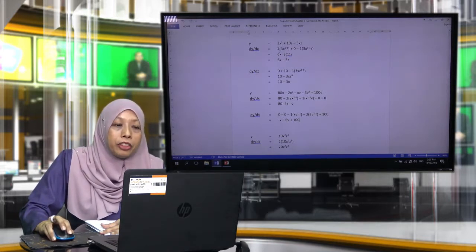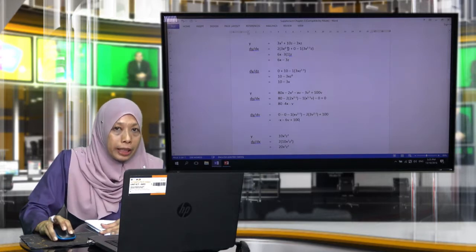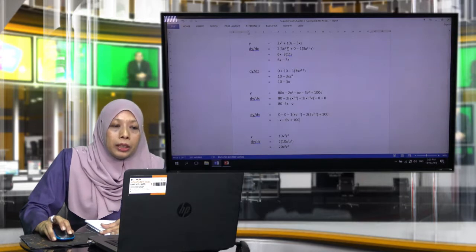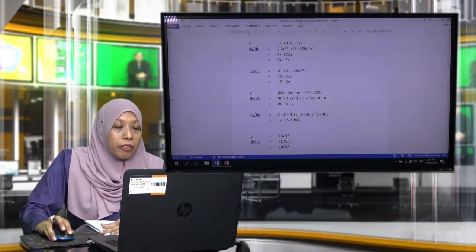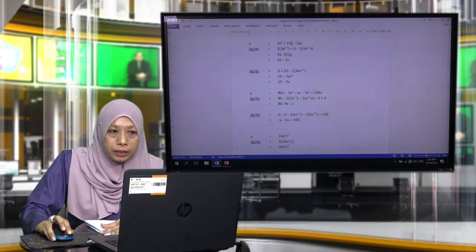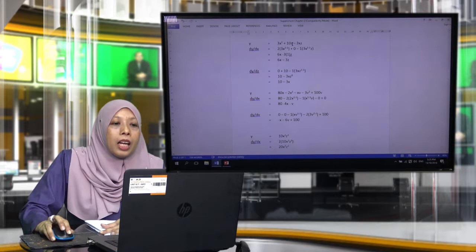Let's start with 3x squared. Remember, you are differentiating it with respect to x, so you need to use the power function rule. The power function rule requires you to bring down the exponent, write down the original function 3x squared, and reduce the exponent for x by 1 unit. So that's how you differentiate the first subfunction.